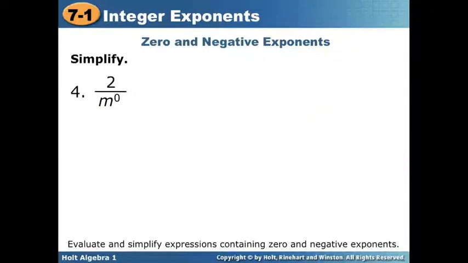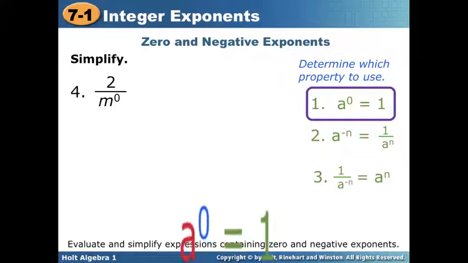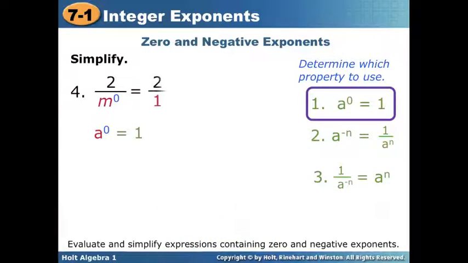Example number 4. 2/m to the 0. Look at your exponent properties and determine which one we will use. The 2 does not have an exponent. However, the m to the 0 has the exponent, and it does equal 1. So this becomes 2 over 1, which equals 2.